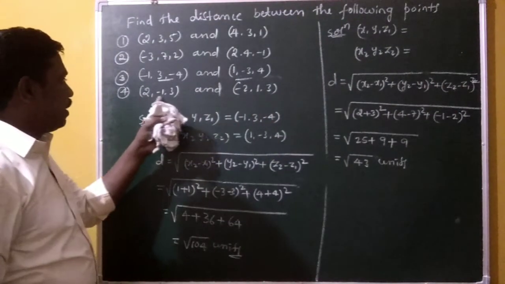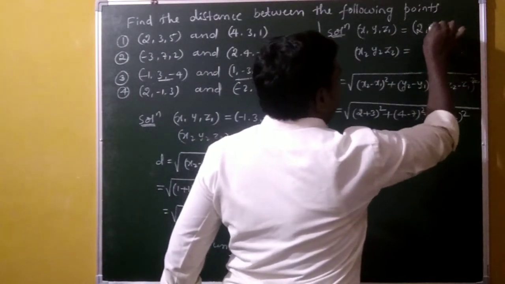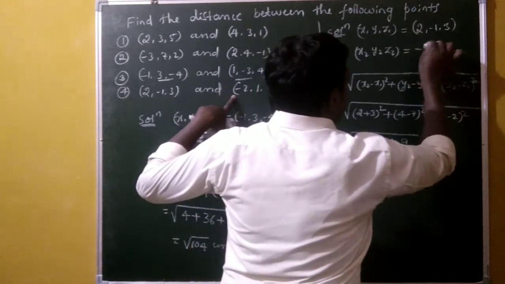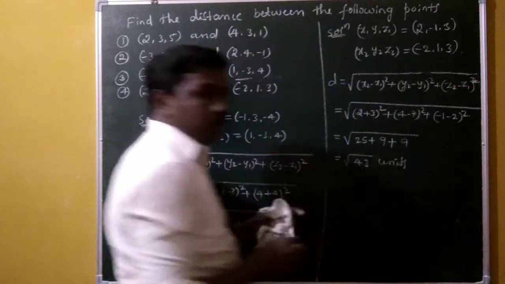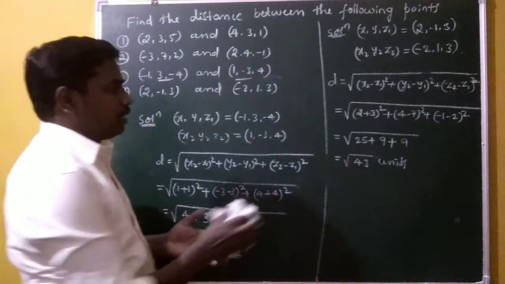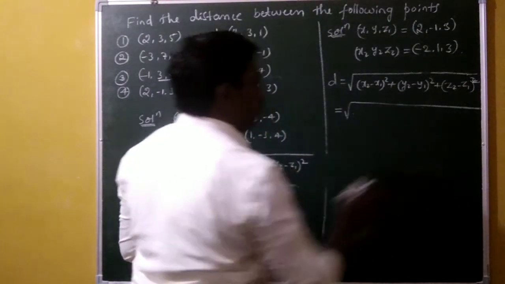So 2 comma minus 1 comma 3. Next point is minus 2 comma 1 comma 3. Okay, minus 2 comma 1 comma 3. Right, just apply the distance formula and see, I have written the distance formula.